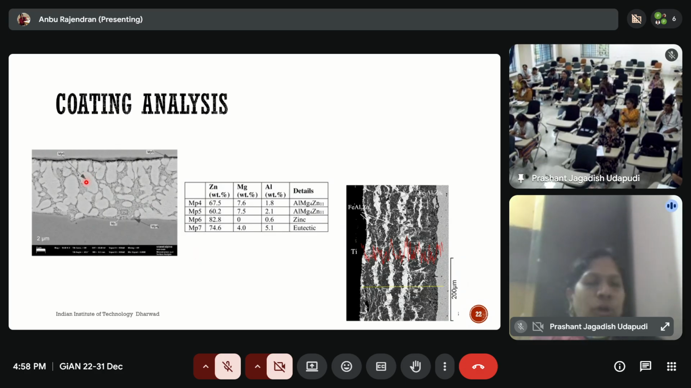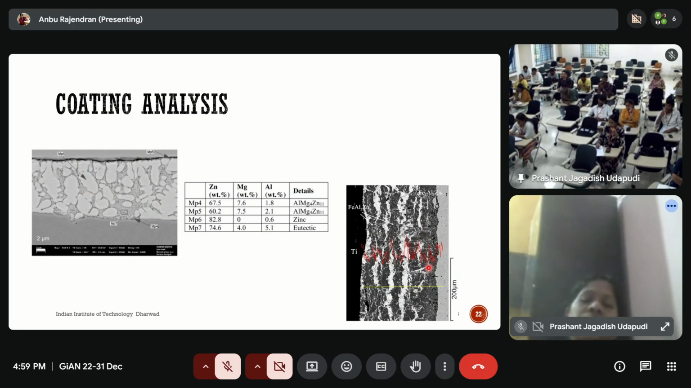So either you can go for a spot selection, or if you want to see here the faces are very clear, you can pick some region and identify what it is. But in case some kind of coating or compound is formed on the surface, this is the substrate, and this is the product. Okay, vertically it has kept.